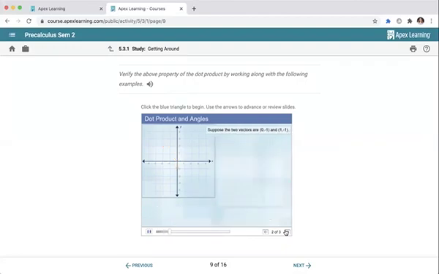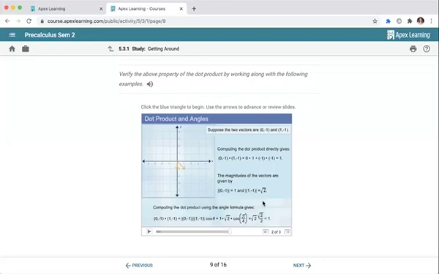If we look at a couple others, again we calculate the dot product directly. We calculate the magnitude of each of those vectors. We have our equation, and we plug it into our original equation here.